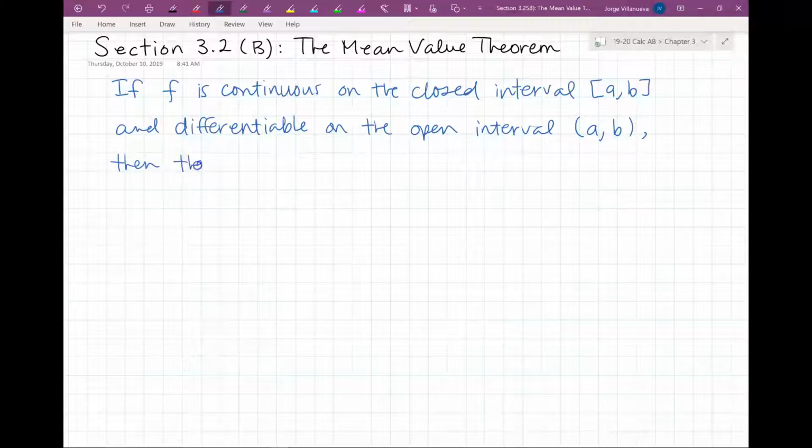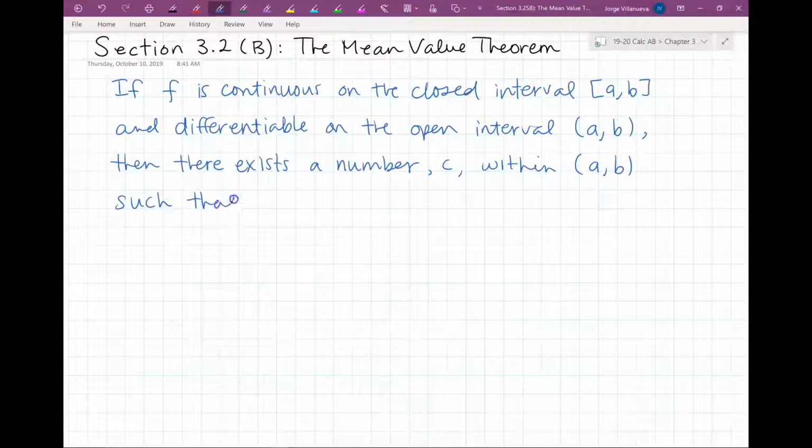So then there exists a number c within a to b such that f prime of c is equal to f of b minus f of a over b minus a. So go ahead and write that down.